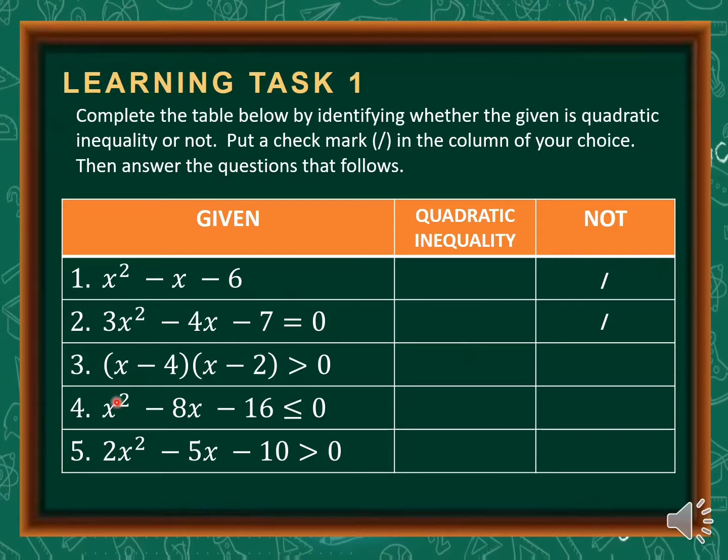How about number 3? x minus 4 times x minus 2 is greater than 0. Quadratic inequality or not? What is your answer? Very good. So, you got it correctly. So, we have quadratic inequality. Since when you simplify this expression, this will result in the degree of 2, and then we also have an inequality symbol.